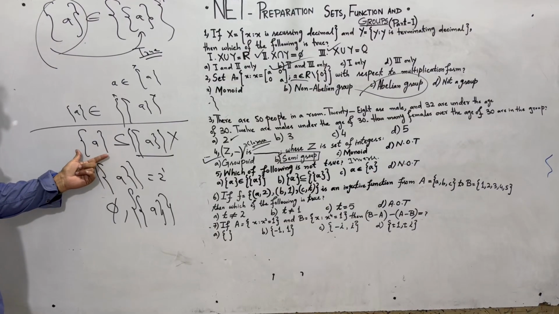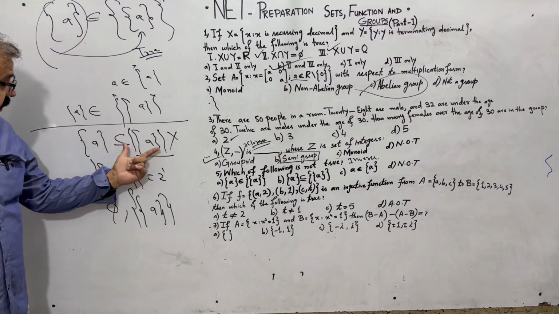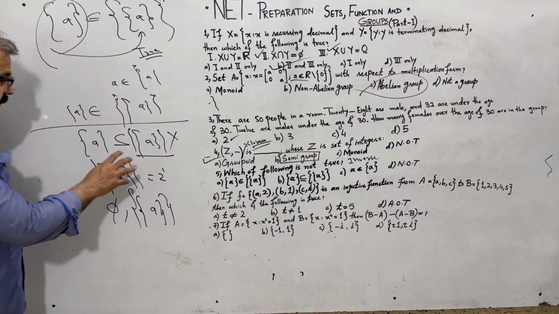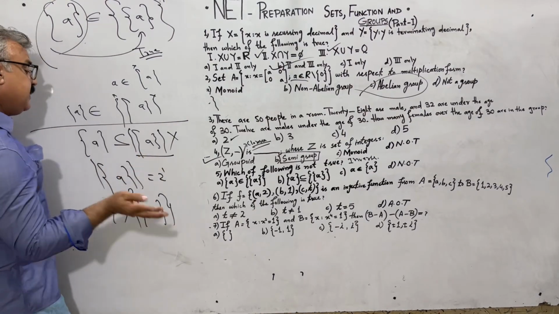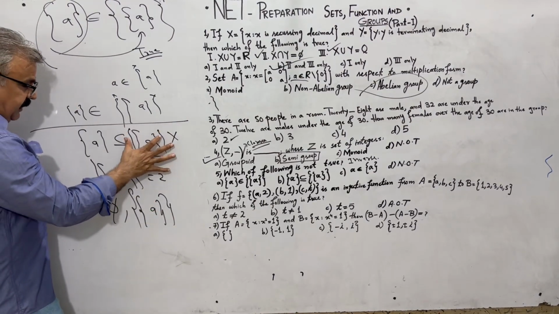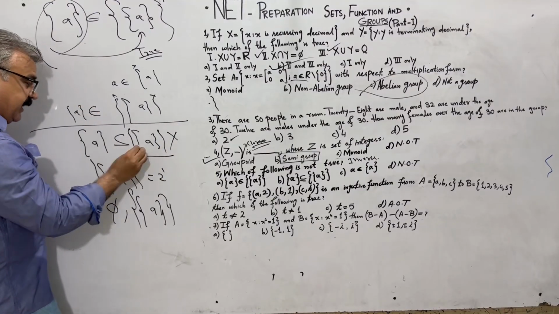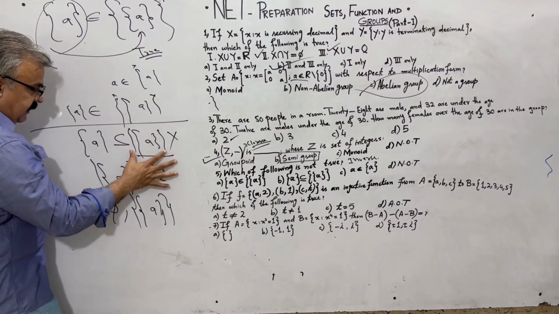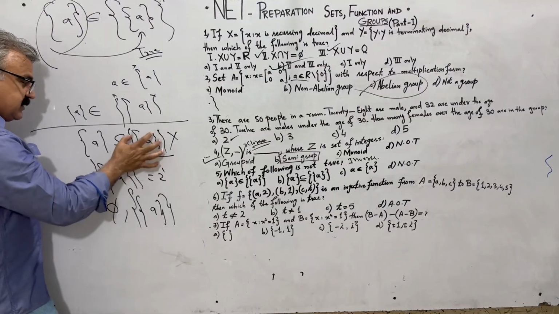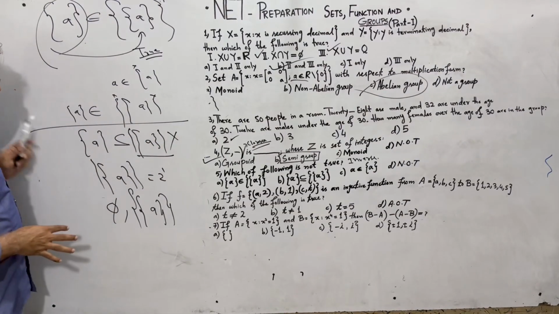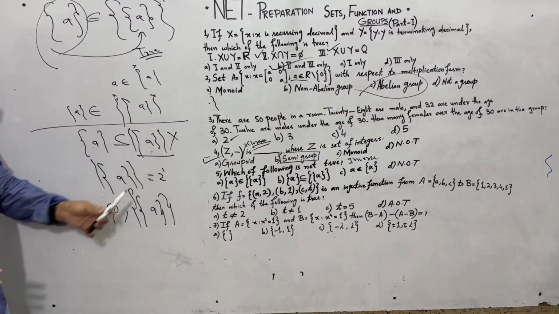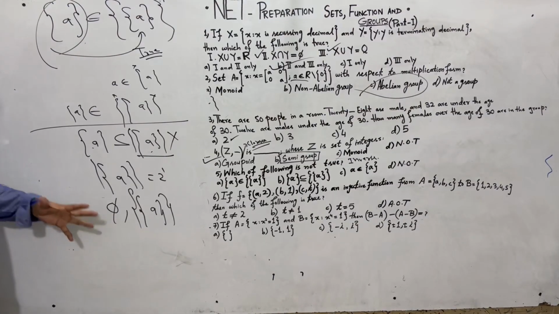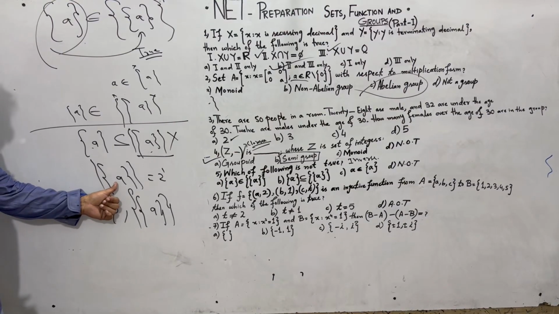The set {A} is not a subset of {{A}}, the set in double curly brackets. It means it is a set having set A as a member of it. So this is not a subset of this one. It is not true.